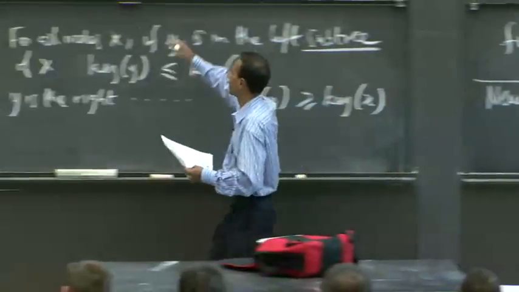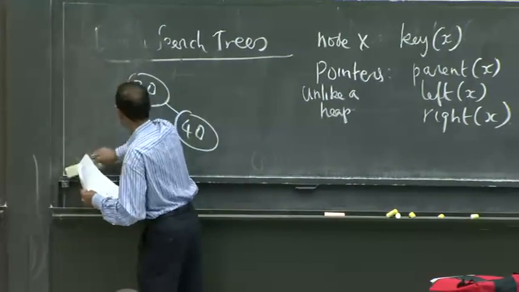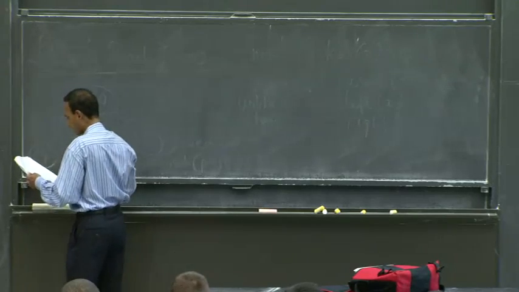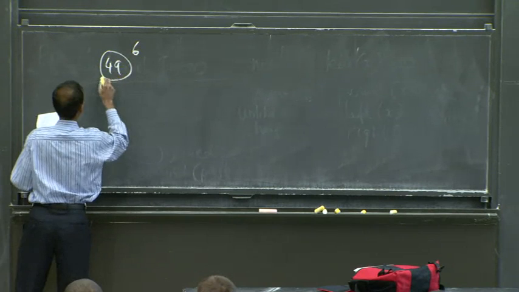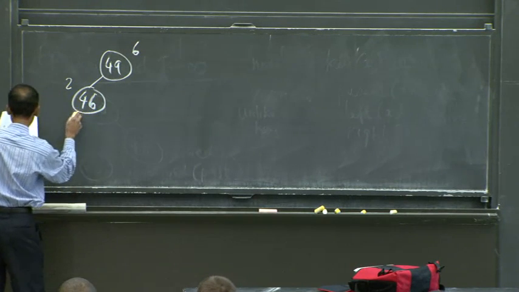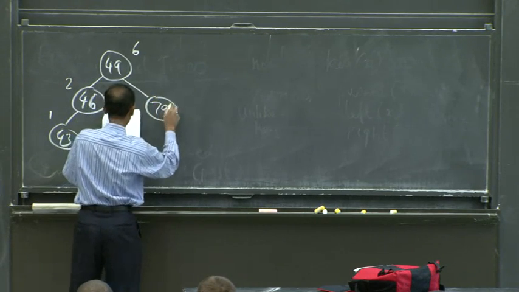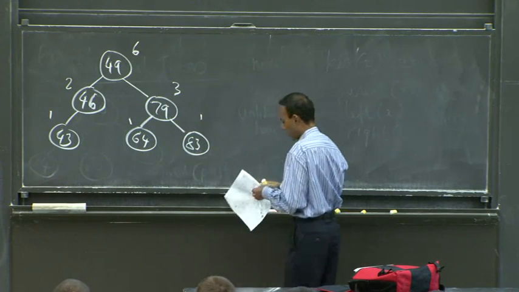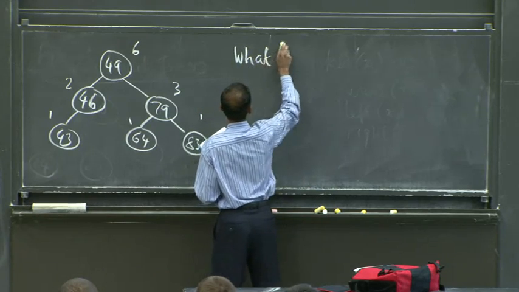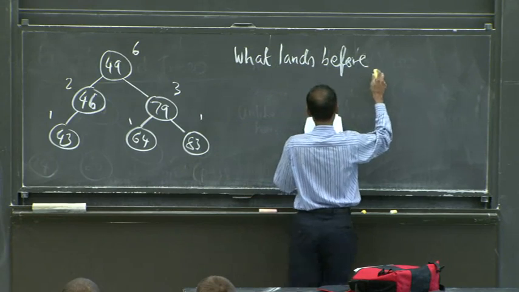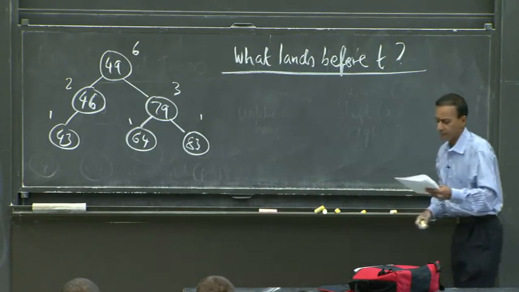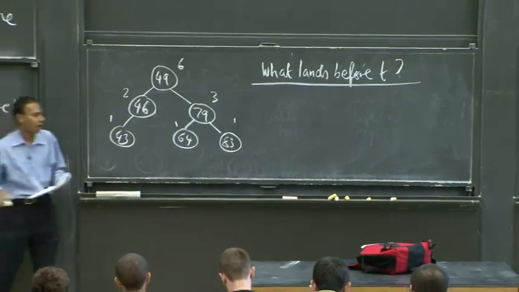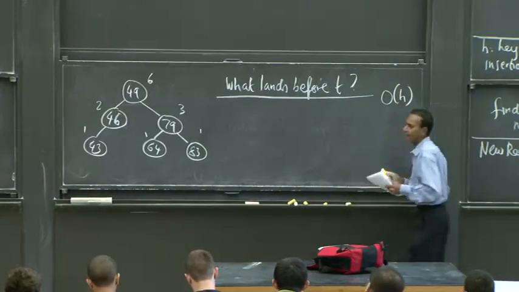So now I have a BST structure that looks like the one I just ended up with, okay? So I've added this 43, and so let me draw that out here and see if you can answer this question. This is a subtle question. So I got 49, and that subtree size is 6. I got 46, subtree size is 2, 43, 79, 64, and 83. Okay? So what I want is what lands before T. All right? And how do I do that? Give me an algorithm that would allow me to compute in order h time. I want to do this in order h time. What lands before T? Someone?